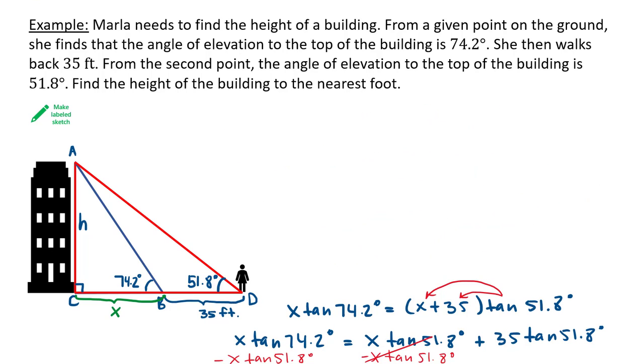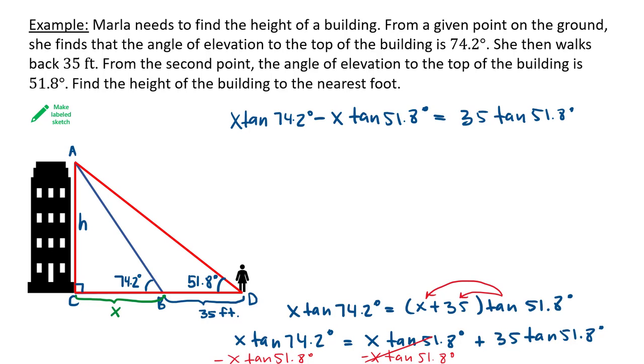So I'm going to continue with the scratch work here on the top, and then we'll go back to our original equations. So far on the left we have x tangent of 74.2 degrees minus x tangent 51.8 degrees. That's the left side. And on the right hand side we only have 35 tangent of 51.8 degrees.